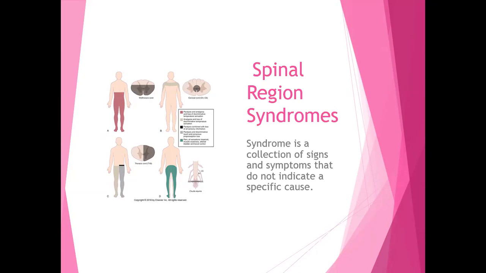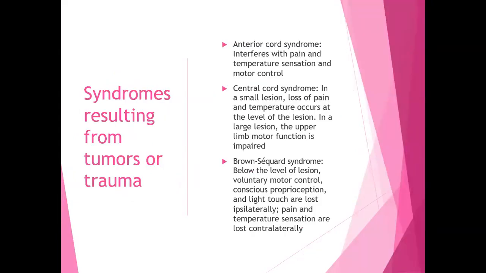In letter B, the top right, the middle part of the cord is affected. In letter C, the bottom left, it's a hemisection of the cord. So 1/2 of the cord is affected. And in letter D, that's called Cauda Equina syndrome. So it's not actually the cord itself, it's the nerve roots, the axons down at the bottom of the cord. And so we get some different symptoms with that. We'll talk about each one of the syndromes.